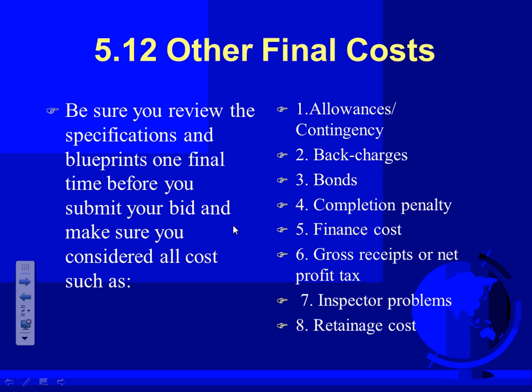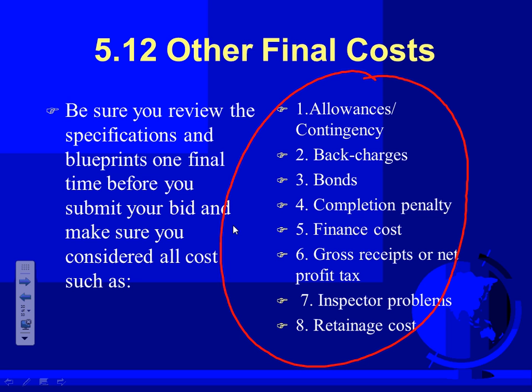So the final cost, and you can agree or disagree with this, look at these and say, do I have any of these at the end? Do I need to do any of these? How am I going to recoup the bond? If I want to buy a bond from an insurance company and I have to pay monthly on this bond, how am I going to recoup this money? You can add them as a final cost.